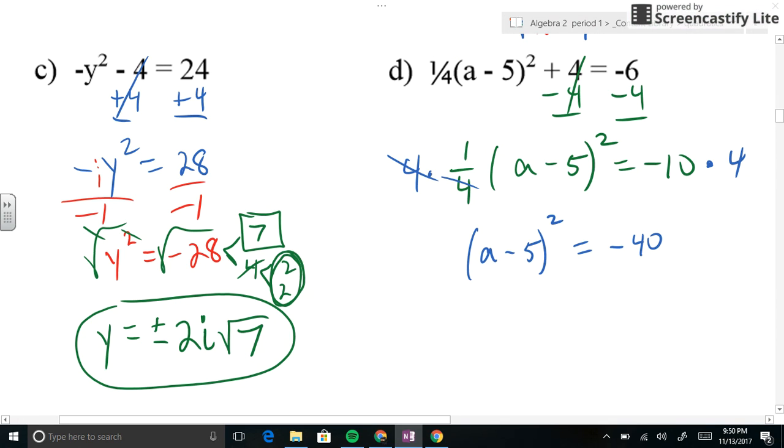And the last step would be to get rid of the squared, which is 2 square root. The square and the square root would cancel out. We would get a minus 5 equals the square root of 40.